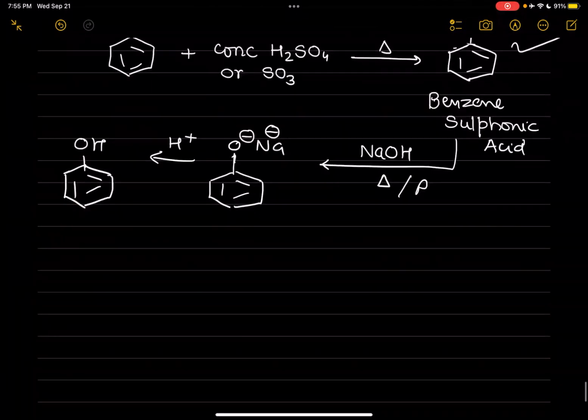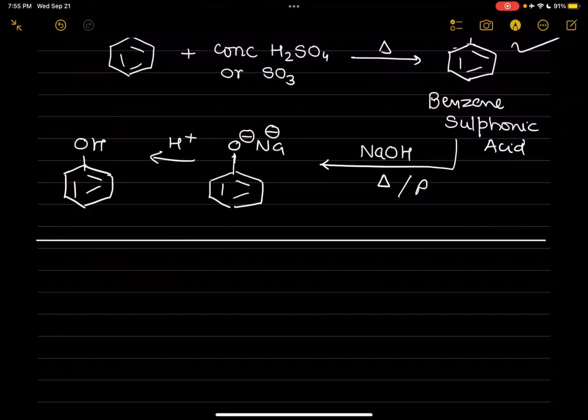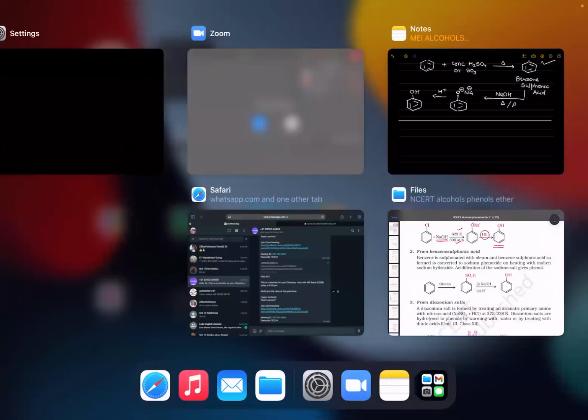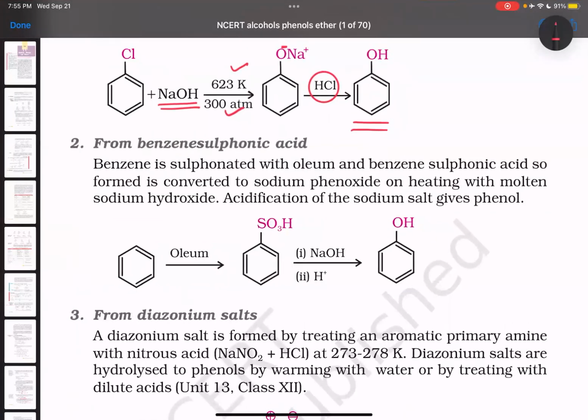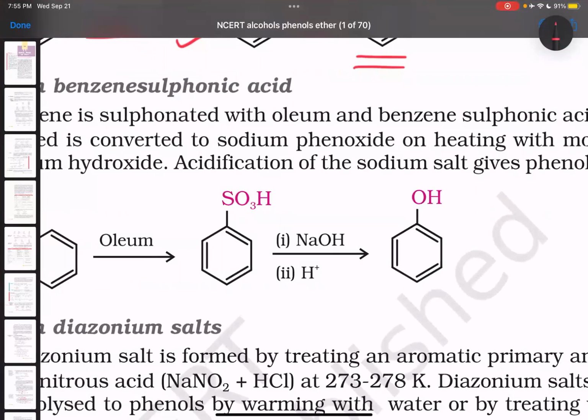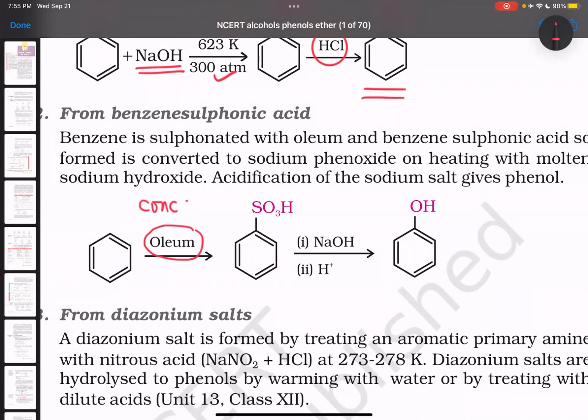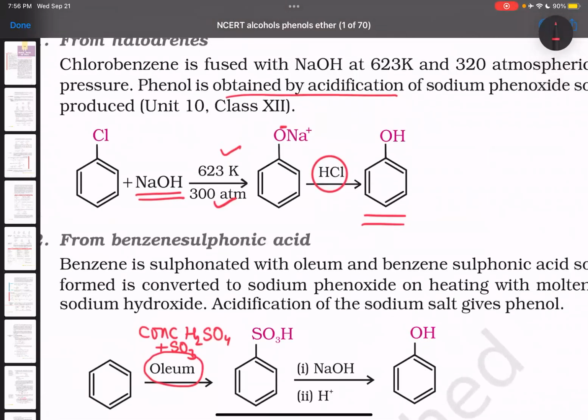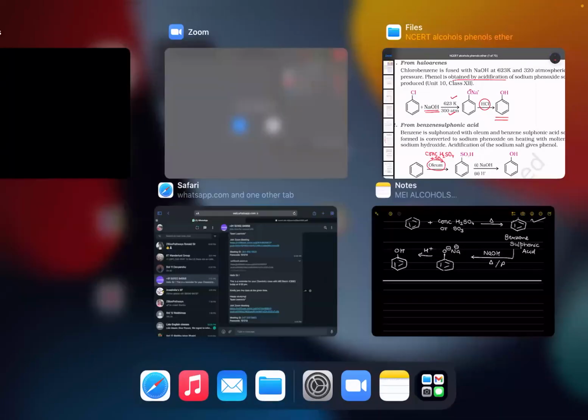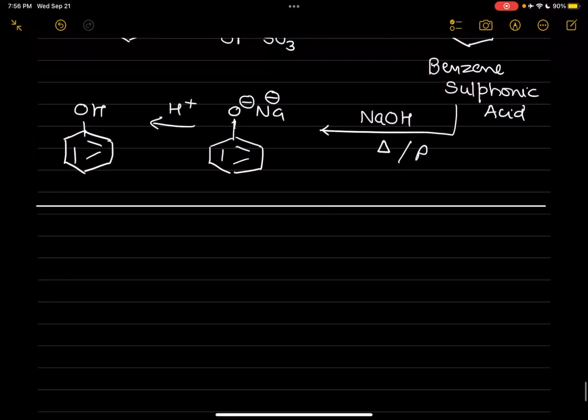Now, the next method is, so these two methods are there, both are very, very important. Do keep this in mind. Okay, this is oleum. Oleum is concentrated H2SO4 which has SO3 in it. The other method is via diazonium salt.